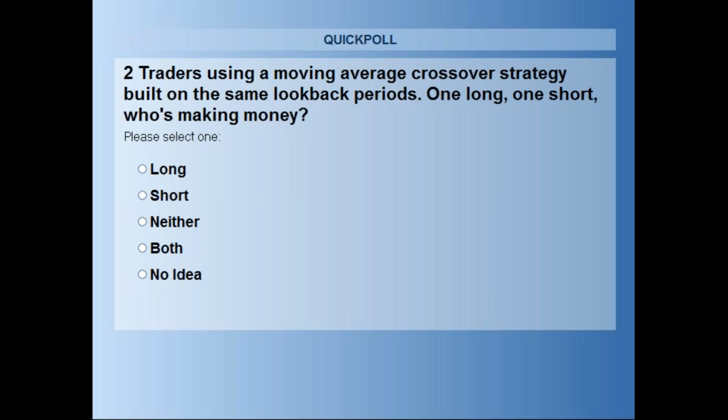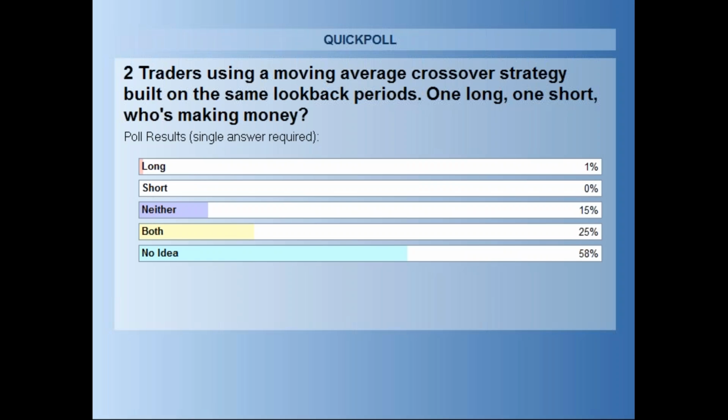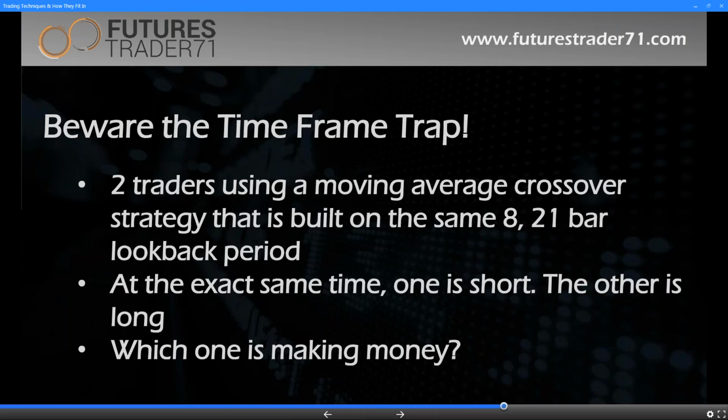Okay, so we'll close this. This has been going a while, approaching 2 minutes here. Looks like a few late voters, and it is closed. Here's what you guys voted on. No idea. And that's the right answer. Because the question, a bit of a trick question, does not specify the time frame of these traders. If one trader is trading an 8 and 21 bar look back period strategy on a 5-minute chart, they may be making money. The second trader may be doing it on a 15-minute bar and going in the opposite direction. They may be making money as well, even though one is long and one is short.